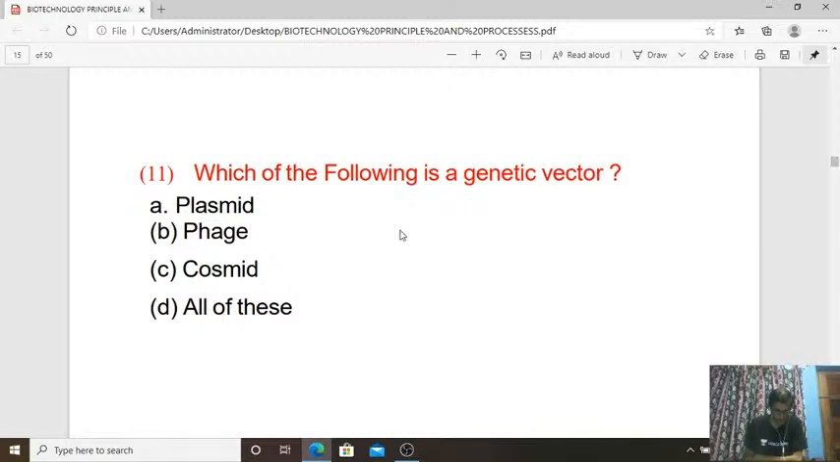Next question: which of the following is a genetic vector? Plasmid, phage, cosmid, all of these. Which is most commonly used as a genetic vector? That is the plasmid. If it were a phagemid, we could consider it a genetic vector, but it is a phage. So plasmid is a clean genetic vector. The answer for the 11th question is A.